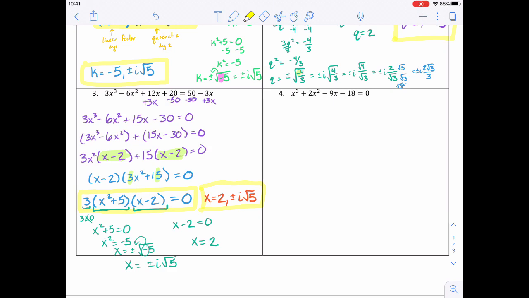If you haven't finished number 4 or taken the time to try it on your own, go ahead and pause the video and do that now. If you've already tried it on your own, you can keep watching.